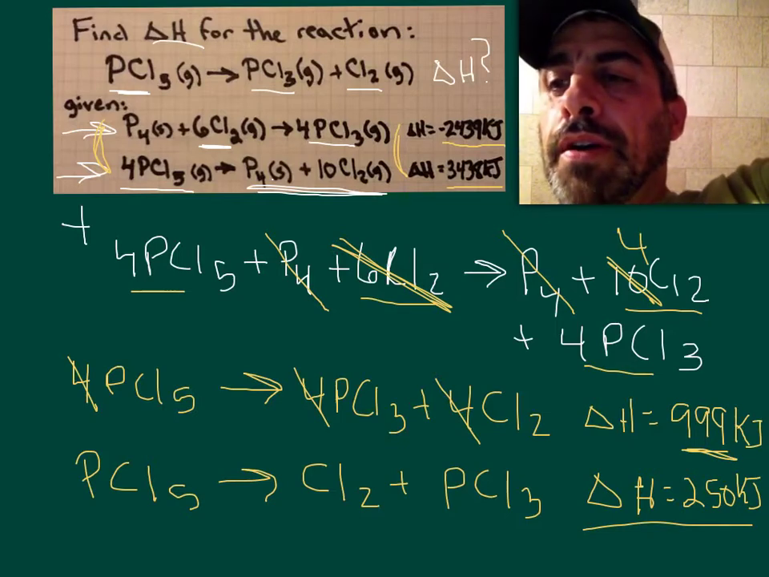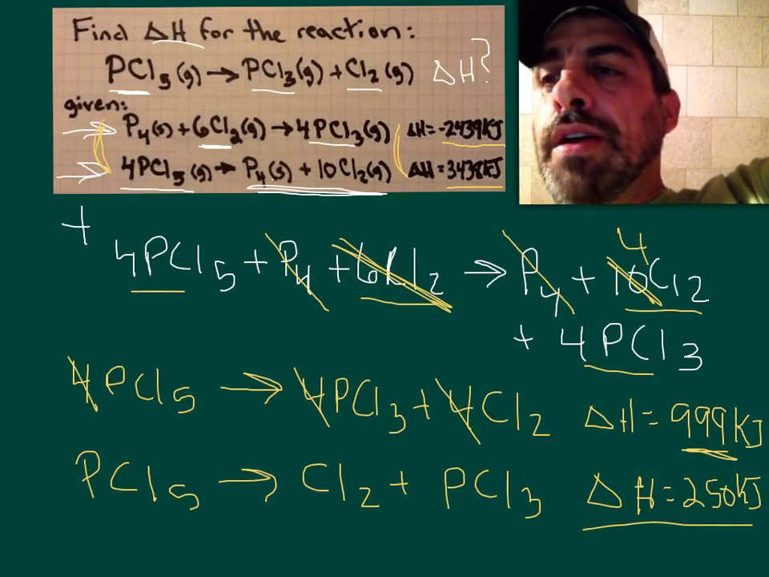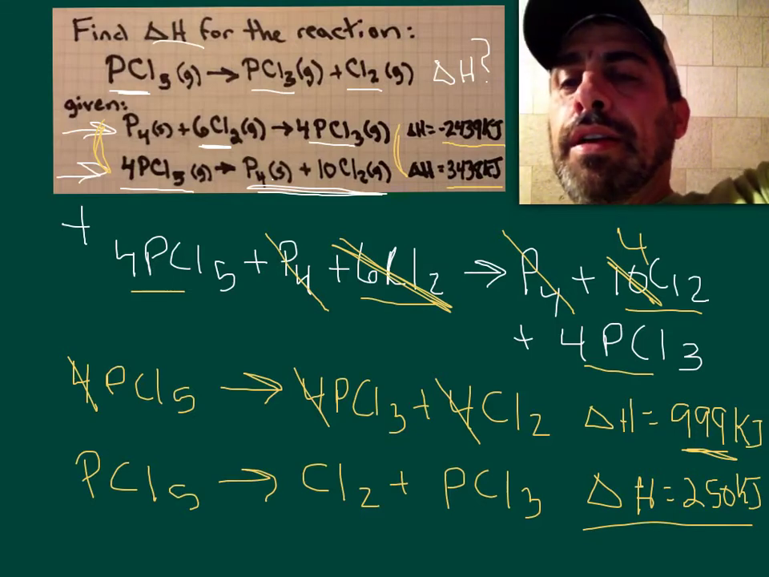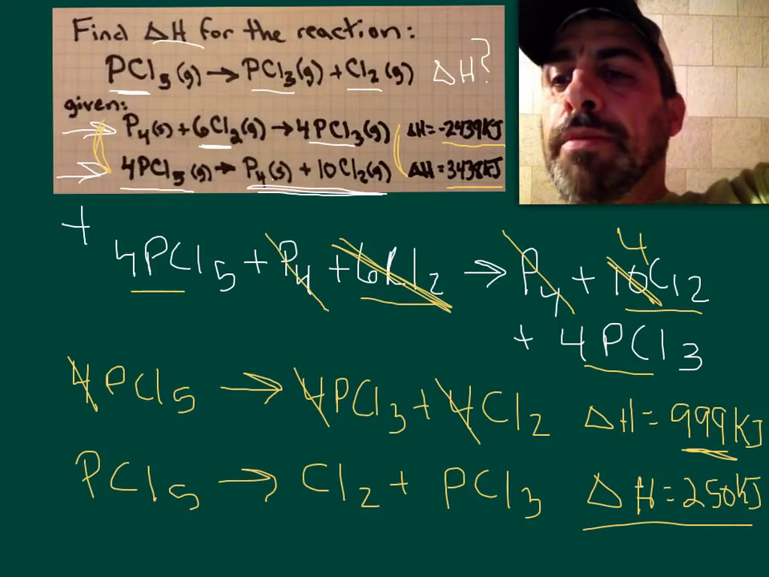So it's sort of a combination of using a little algebra, adding the chemical equations, and then just doing some arithmetic to figure out the enthalpy change for the sum of the reactions.